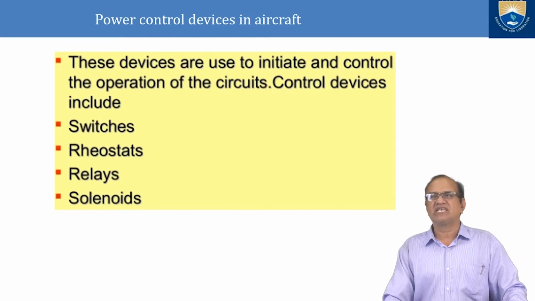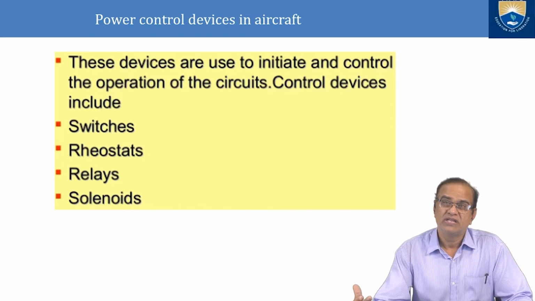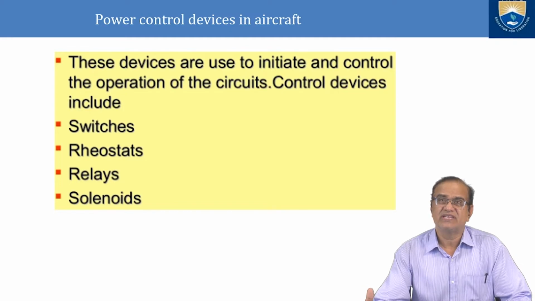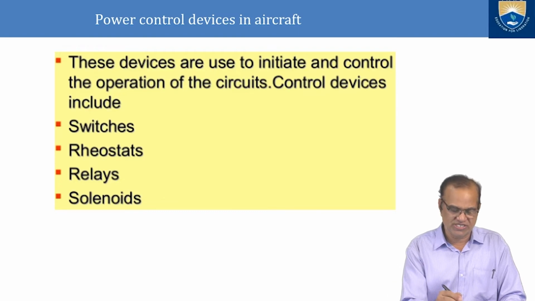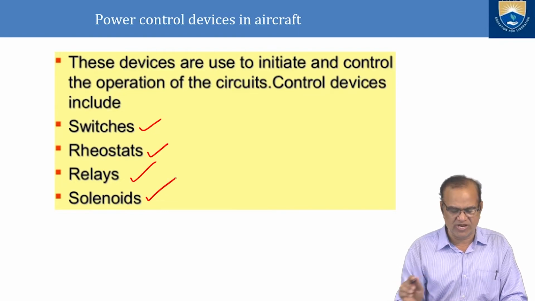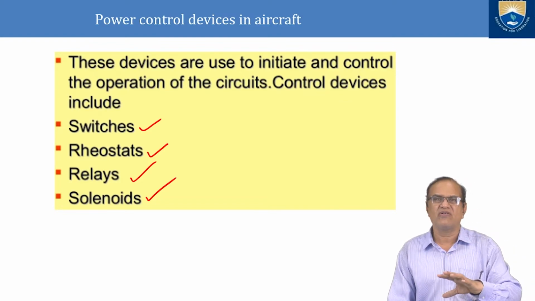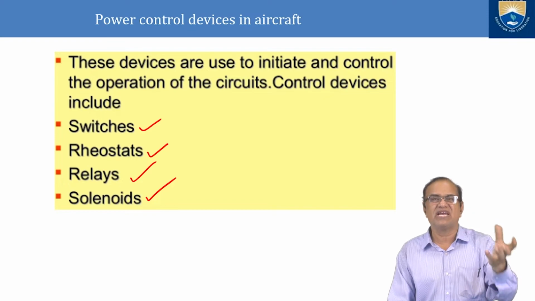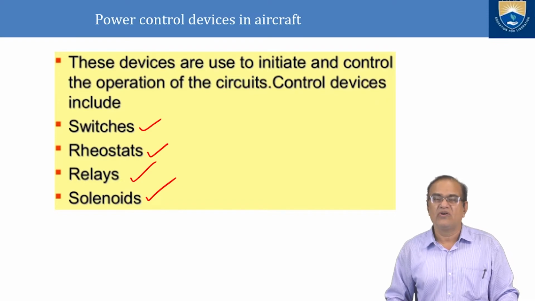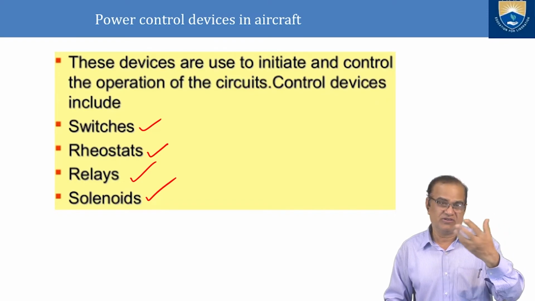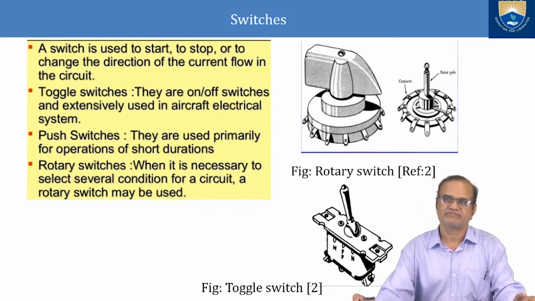Power control devices which are used in the aircraft. These devices are used to initiate and control the operation of the circuit. Control devices include switches, rheostats, relays and solenoids. Switches will turn on or off. Rheostat will change the resistance, and accordingly the RPM will change. Relays are there to delay or give a sequence of operation, and solenoids are also used for this purpose.